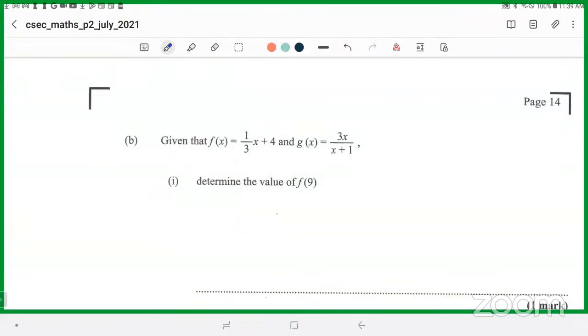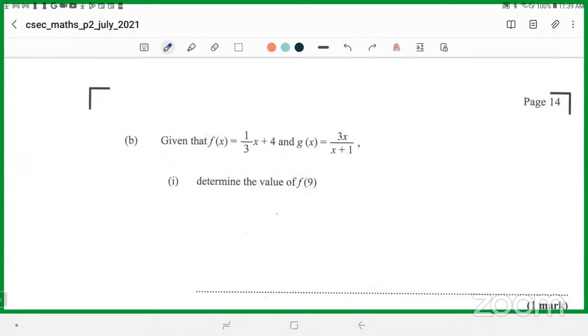So they give us these two functions. This is f and this is g. That's a rational function. All right. This is a normal linear function. They want f of 9. This is the f function. So you're going to put the 9 in there to get f of 9. All right? Don't lose marks on this.